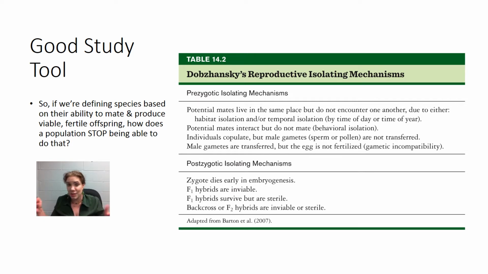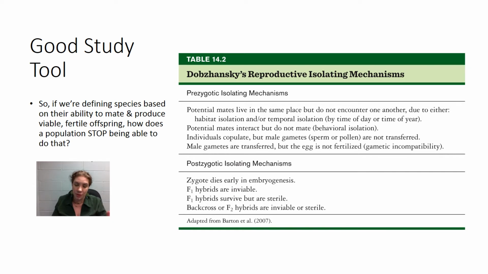Humans using condoms are a perfect example of this. The male gametes are released, they just never reach the egg because there's a physical barrier there, and that's the whole purpose of that. And in the last possibility, the male gametes can even be transferred, but the egg may not be fertilized because of some sort of genetic incompatibility that actually prevents fertilization itself from occurring.